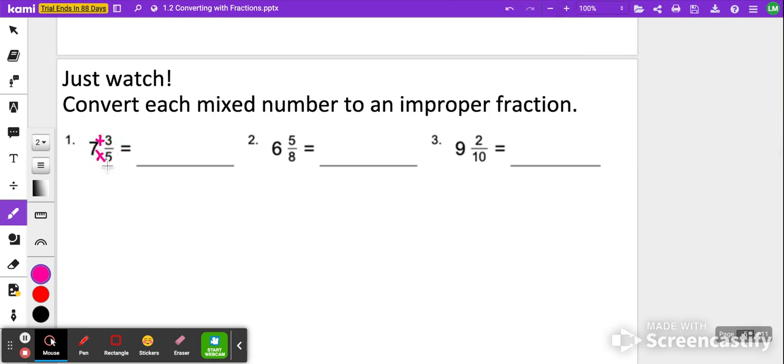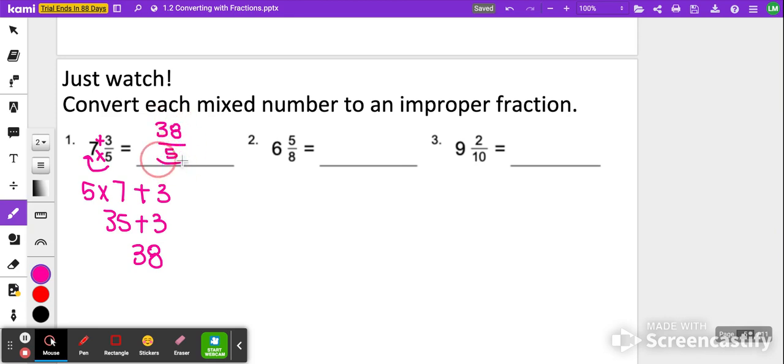What that really means is you're going to start here down at the 5. You're going to do 5 times 7 plus 3. So this is my thought process. 5 times 7 plus 3. 5 groups of 7 is 35. And 35 plus 3 is 38. So this becomes my numerator, or my top number, over 5, still remaining the same.